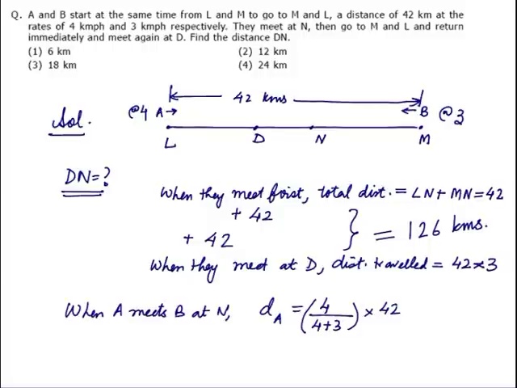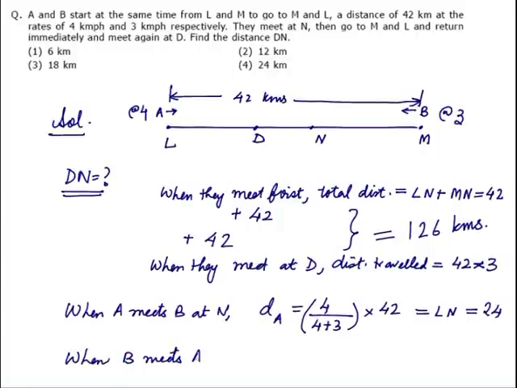Total distance has been broken down into these two quantities. So the distance traveled by A, which is actually equal to LN, is given by this equation, 4 by 7 into 42, which is LN, and which comes out to be equal to 24. So LN is 24. The moment we know that LN is 24, we know the value of MN. Perhaps we may not need it.